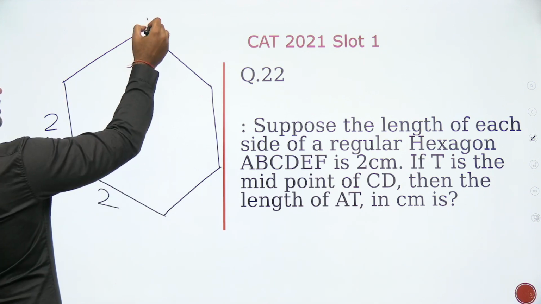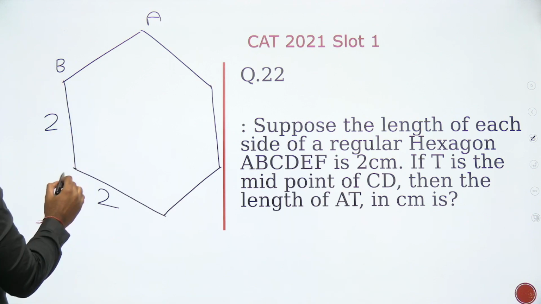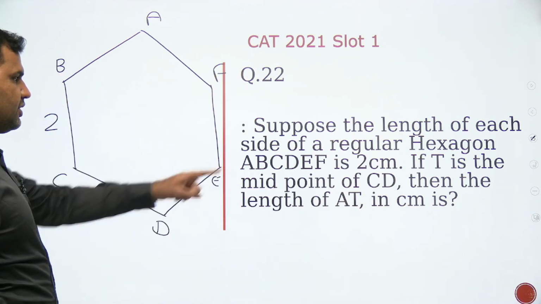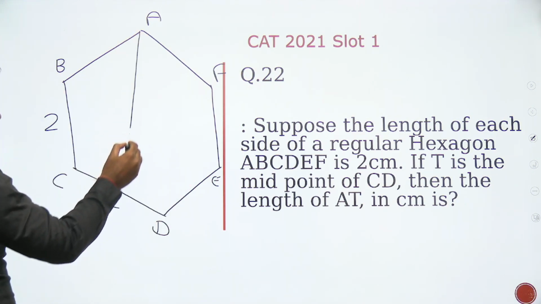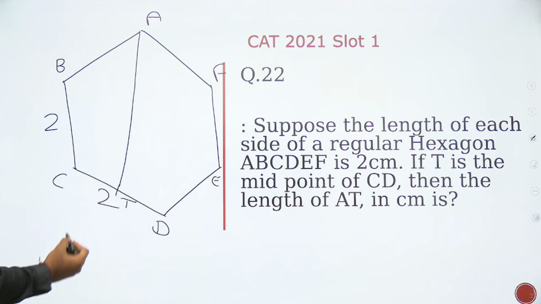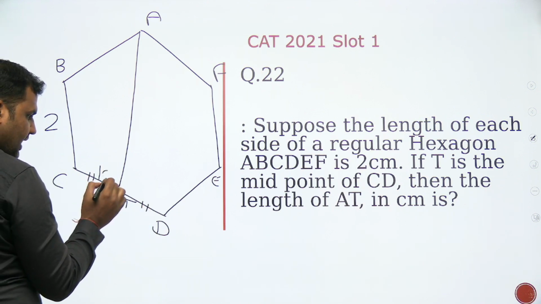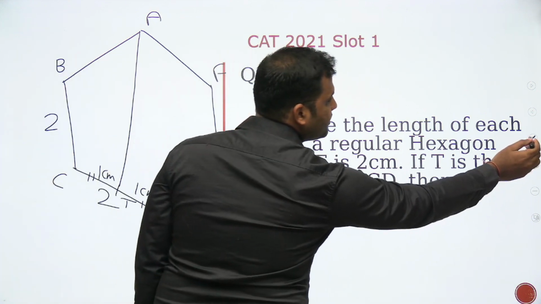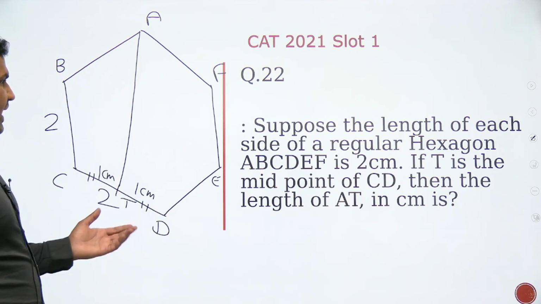Okay. Let's make this hexagon as A, B, C, D, E, F. Now the question says T is a midpoint of CD, right? Then we are supposed to find out the length of AT. If T is a midpoint, can I say both of these two sides length will be equal to 1 centimeter? What I want to find out is the length of AT.